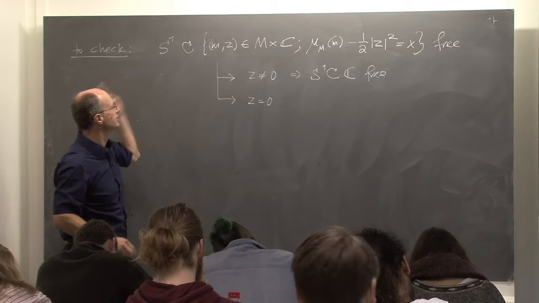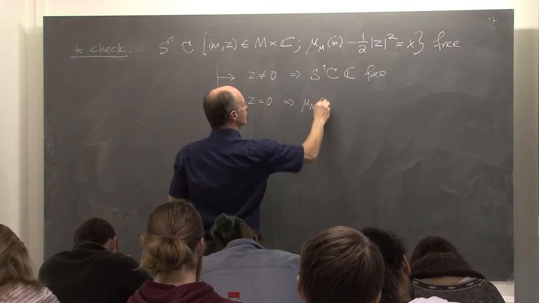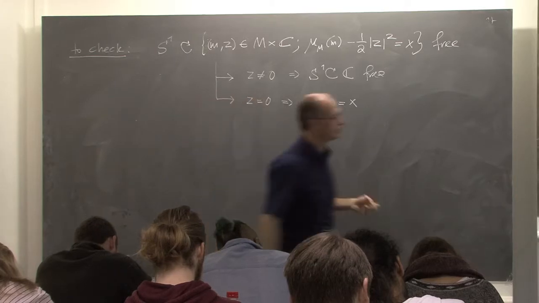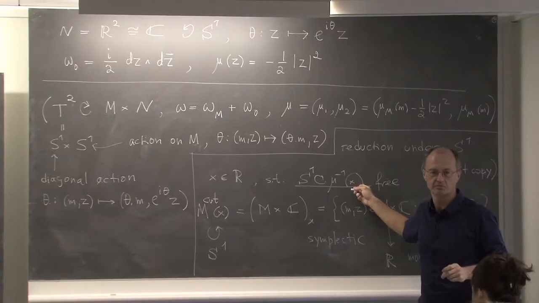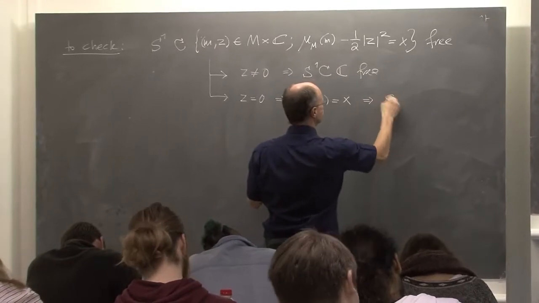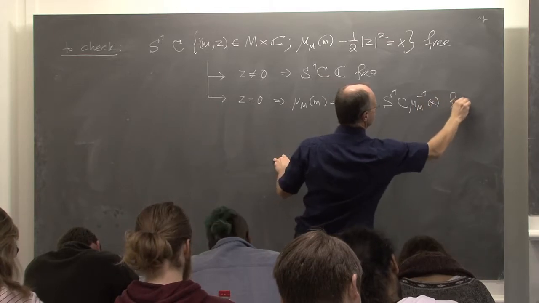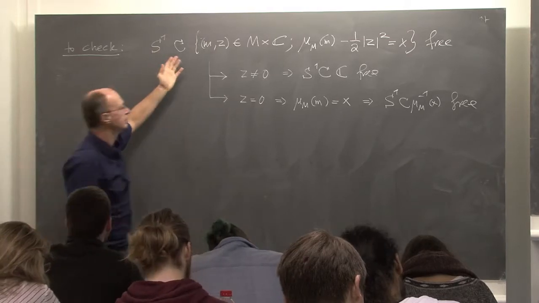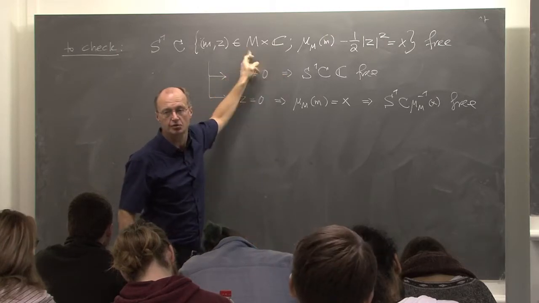Now, what if Z is 0? Then this means mu M of M is equal to X. But this was our assumption, that the action on the level set was free. So then the action on the first factor is free. Here there are two subsets. On one subset, the action is free. On the other one, the action is also free. So in total, it is free.